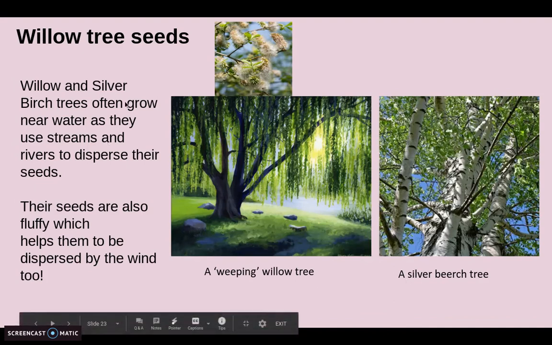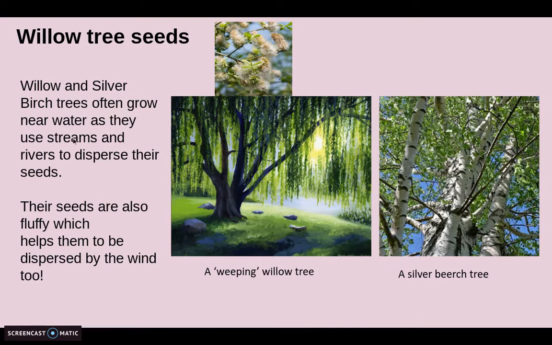Willow trees and birch trees often grow near the water and use streams and rivers to disperse their seeds. Have you seen any of these trees? They also are very clever. They have fluffy seeds, which helps them be dispersed by the wind too.